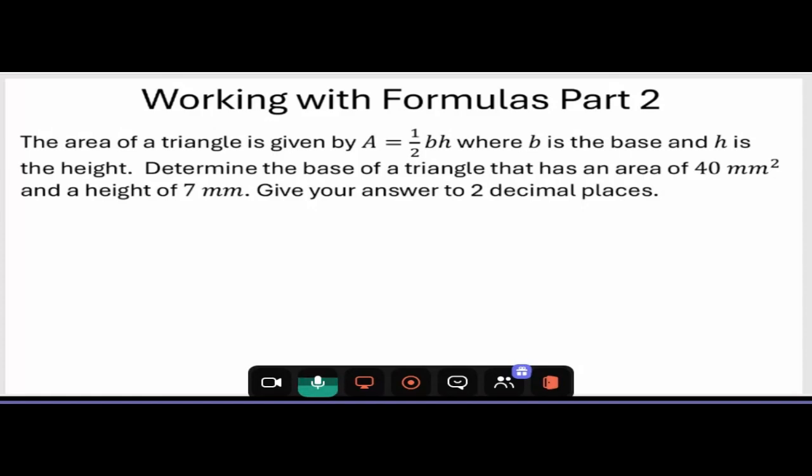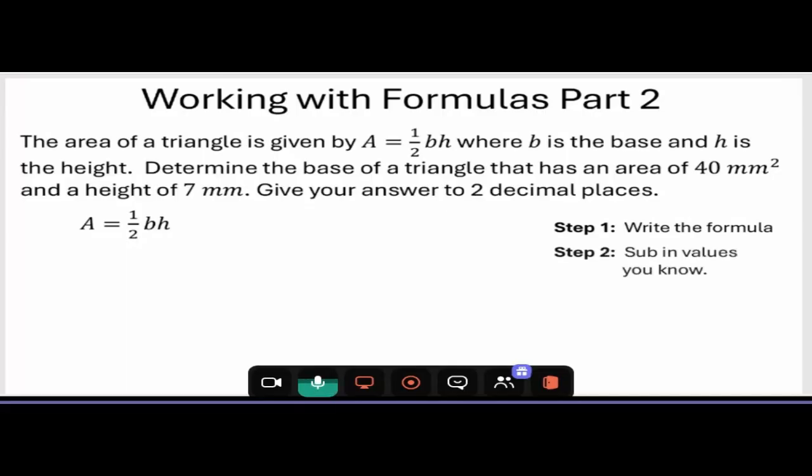Okay, and the height is 7 millimeters. Give your answer to 2 decimal places. So step 1, write the formula. A equals 1/2 BH. Step 2, sub in everything that we know. So let's see, we've been given the area this time is 40. They're in red. And we've been given the height is 7. They're in blue. And the b, we don't know, but we want to find. So 40 equals 1/2 times b times 7.